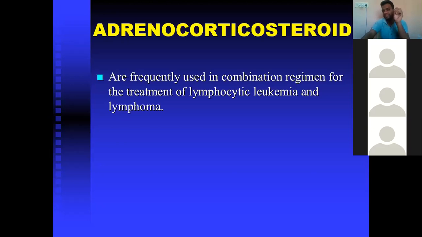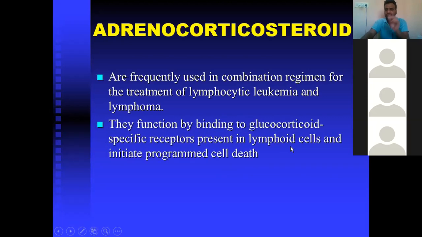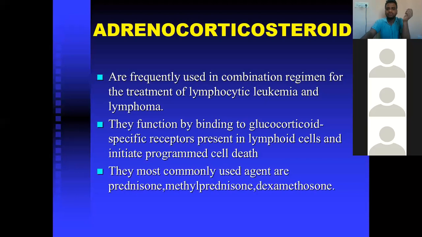What is P in that? It is the steroid, prednisolone. These are also a part of combination regimens, which are used for many cancers like lymphocytic leukemia and lymphoma. They function by binding to corticosteroid-specific receptors present in these lymphoid cells, and they initiate programmed cell death. The most commonly used agents are prednisolone, methylprednisolone, and dexamethasone. These three you will see most commonly being used in cancer. Actually, dexa very commonly.